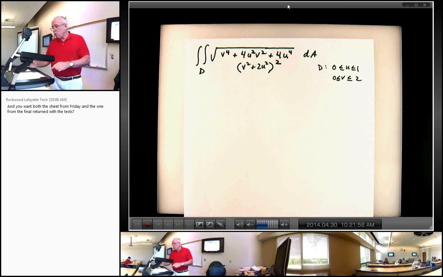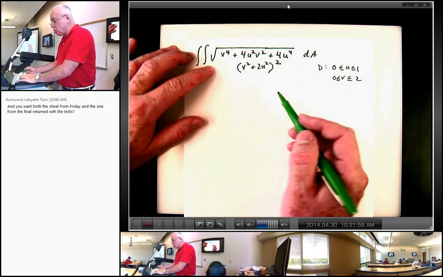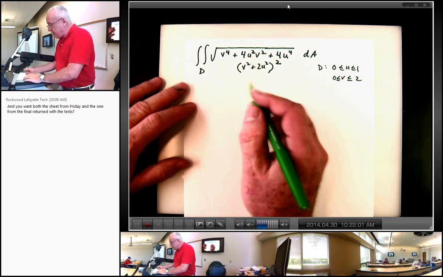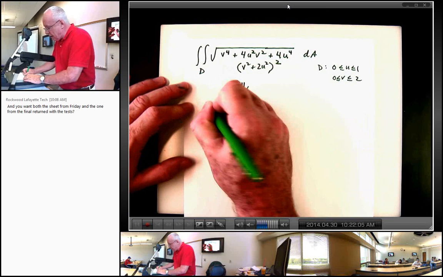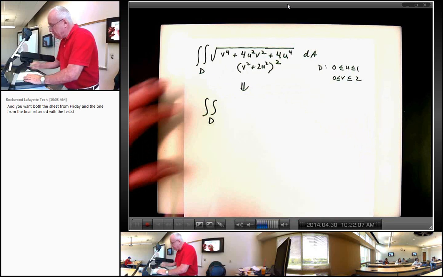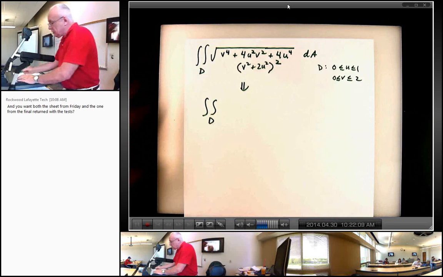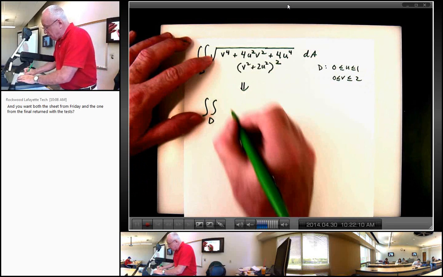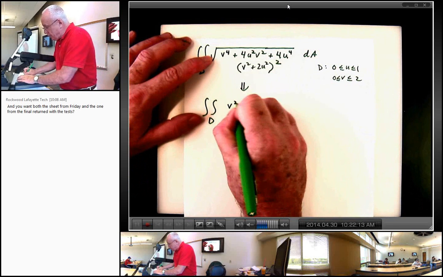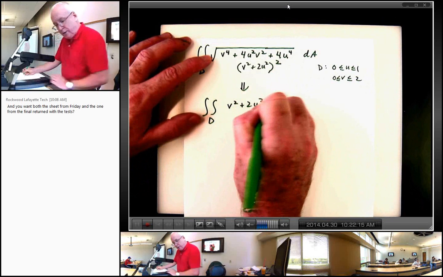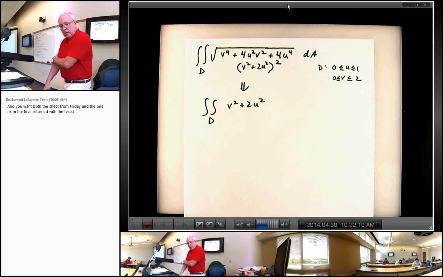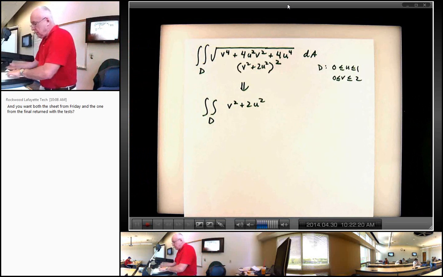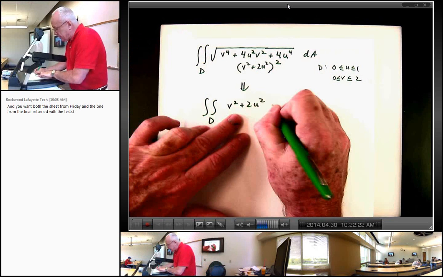So therefore, we're taking the square root of a square. Everything is positive on the inside, so that's good. So this thing can now be rewritten as the double integral over D of the square root of a square, so I'm left with v squared plus 2u squared. Hopefully a very simple integrand to get, and then that's dA.